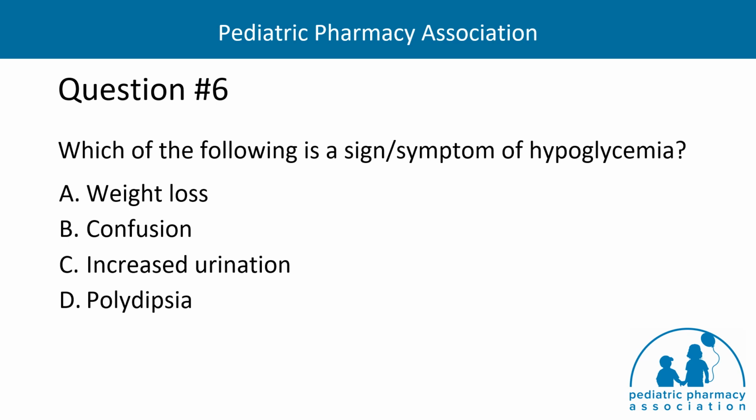And our last question, which of the following is a sign or symptom of hypoglycemia? Our choices are A, weight loss, B, confusion, C, increased urination, or D, polydipsia.